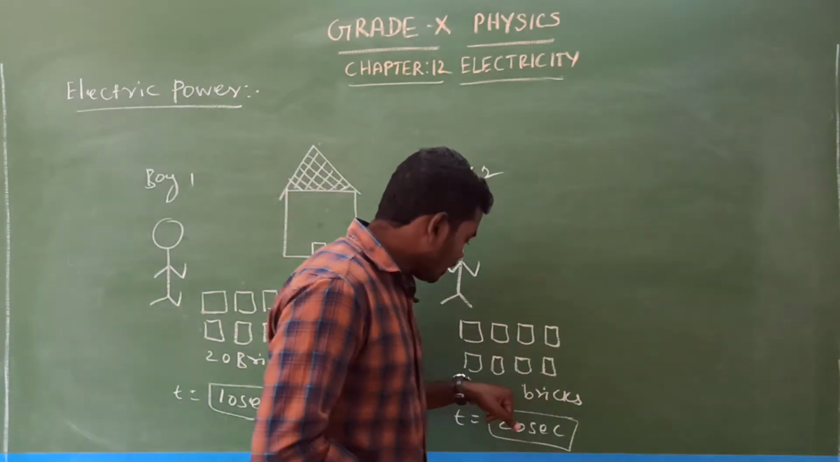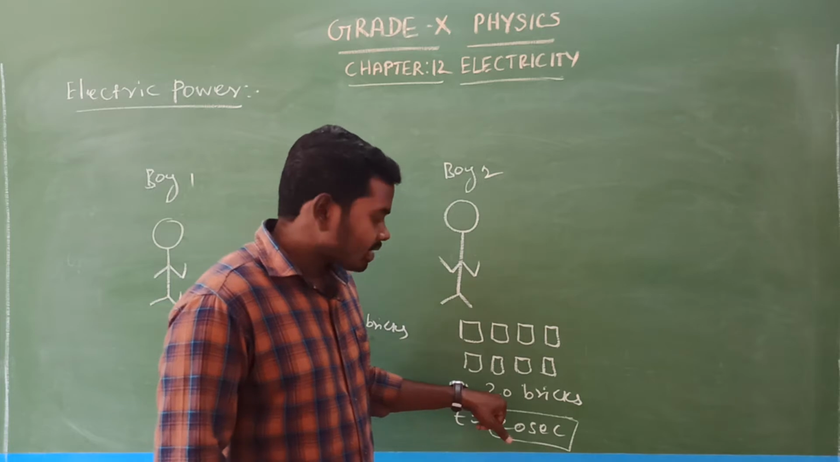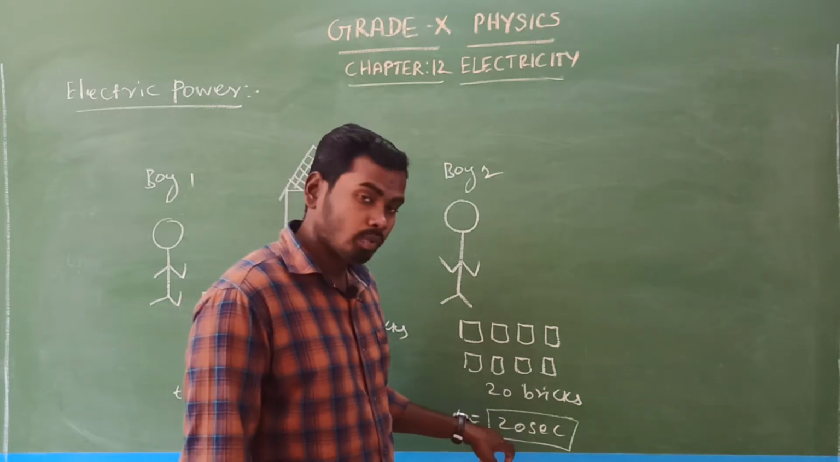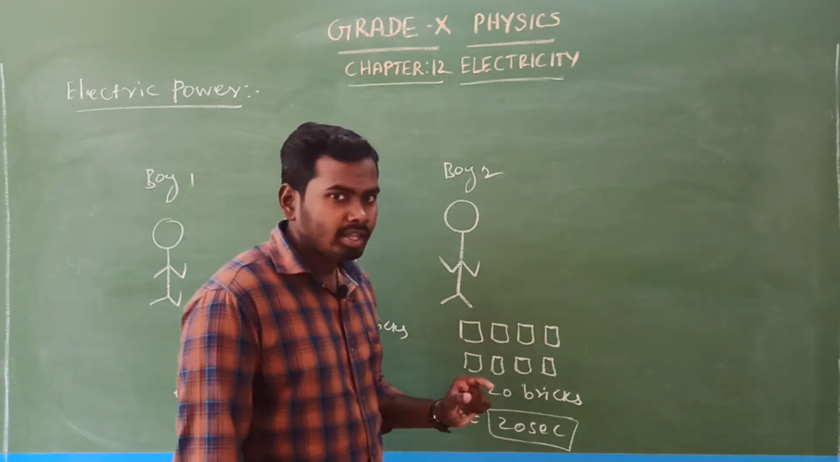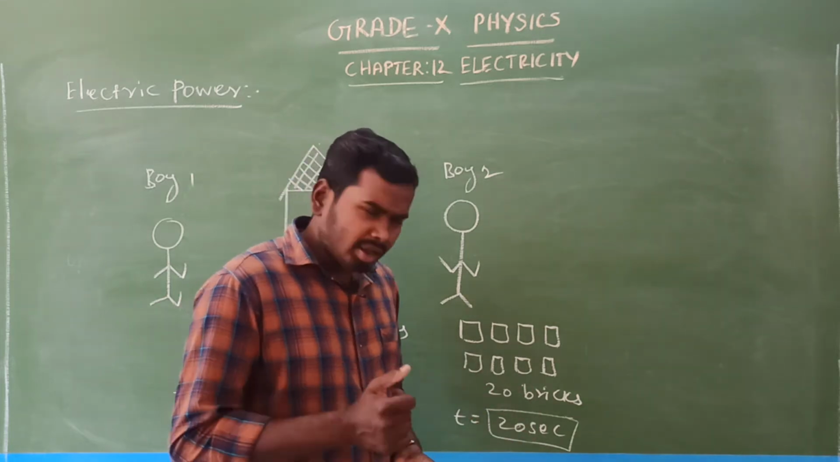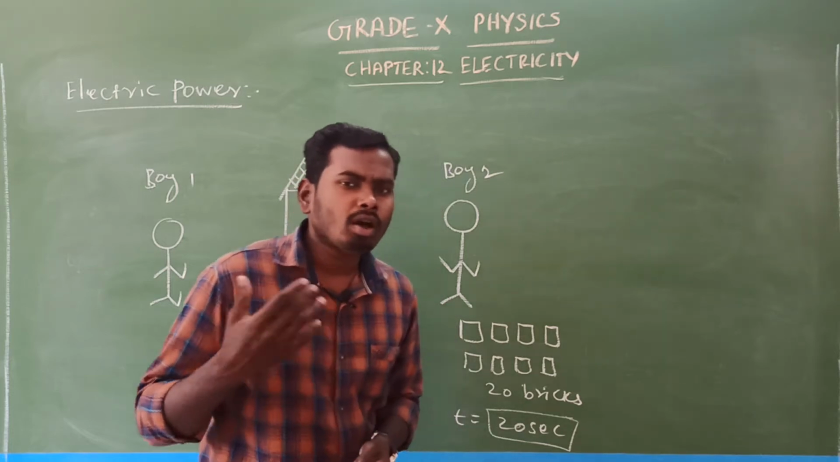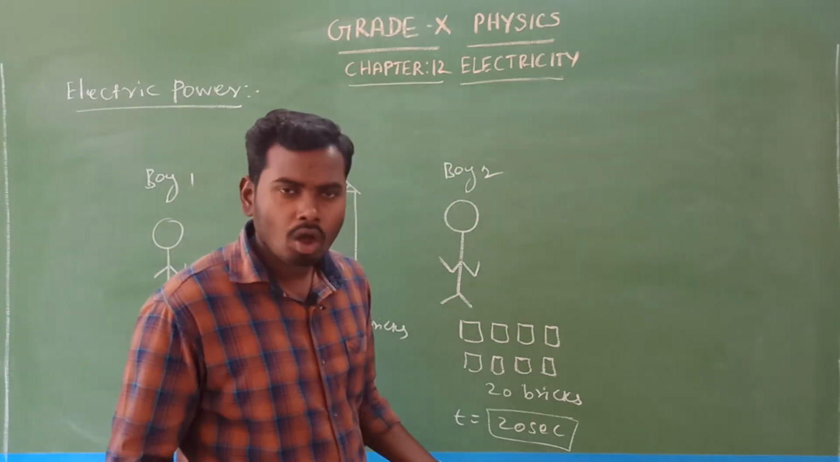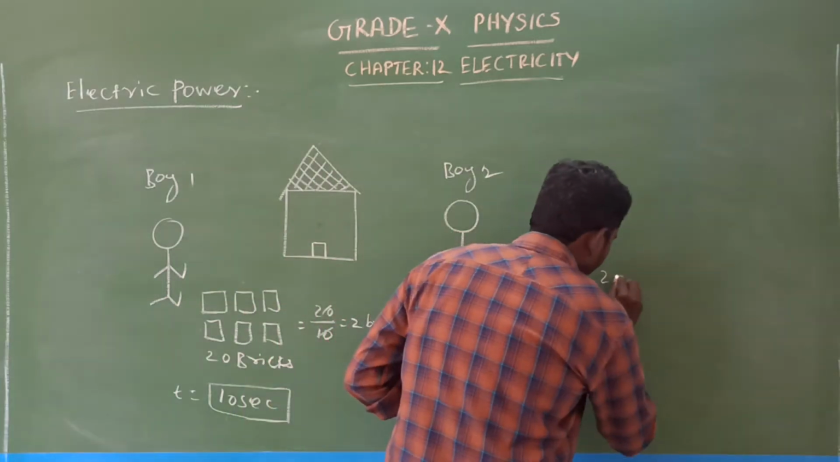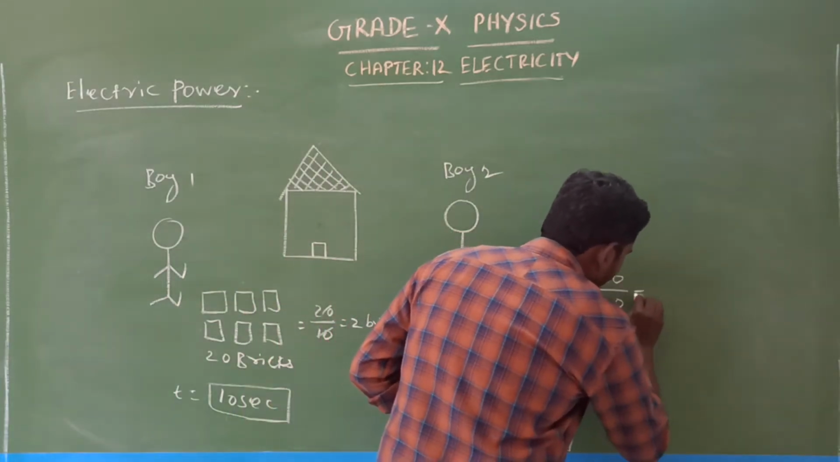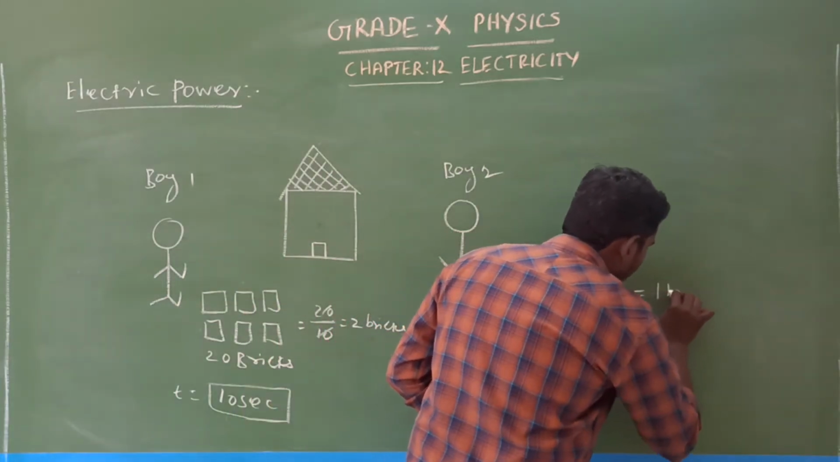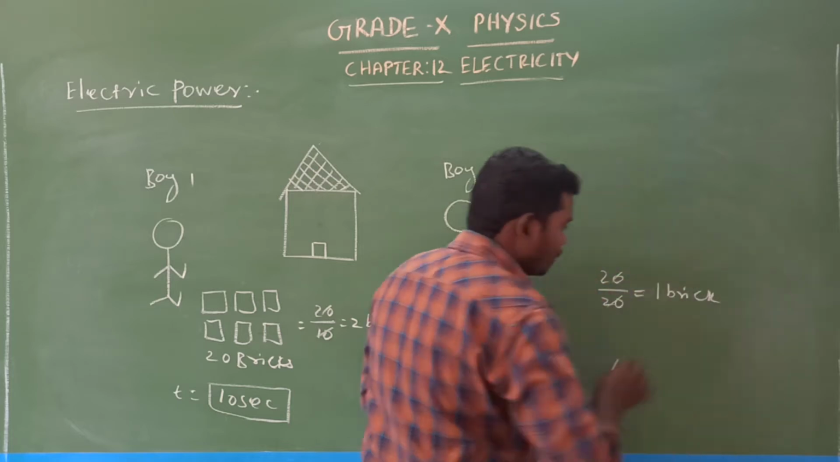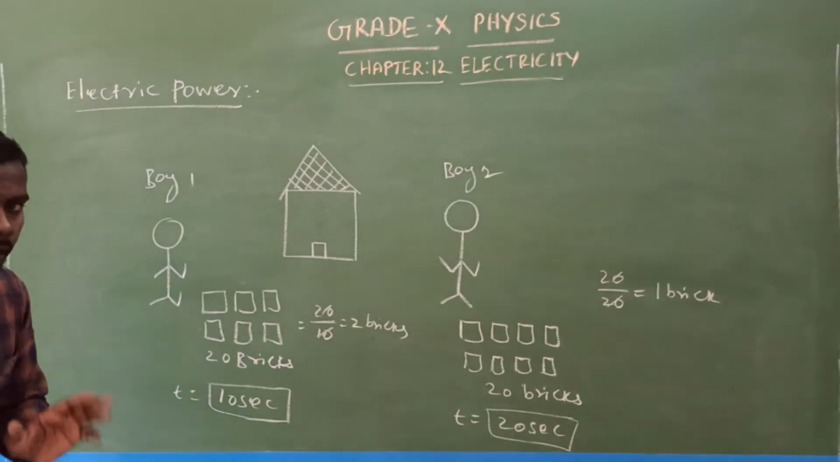Look at here. Boy 2 has kept 20 bricks within 20 seconds. So per second, how many bricks are kept by boy 2? Look at here: 20 divided by 20 is equal to, what is that? Yes, 1 brick. Is it clear?